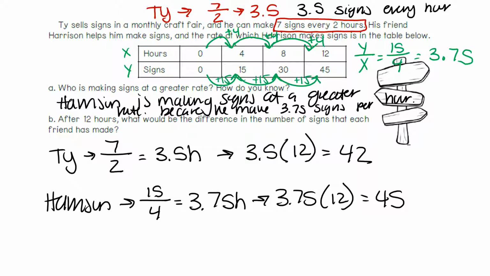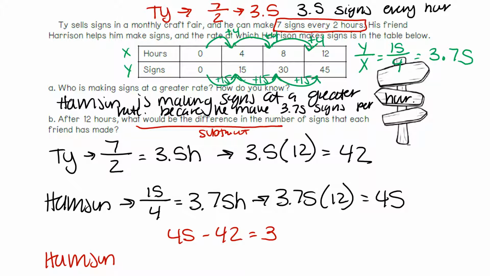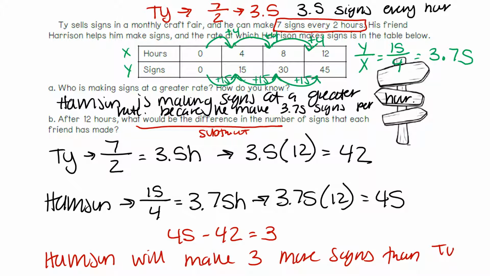But the question specifically asks, what would the difference be? The word difference means to subtract. So we're going to subtract 45 minus 42, which is 3. Our statement that we can make is that Harrison will make 3 more signs than Ty in 12 hours.